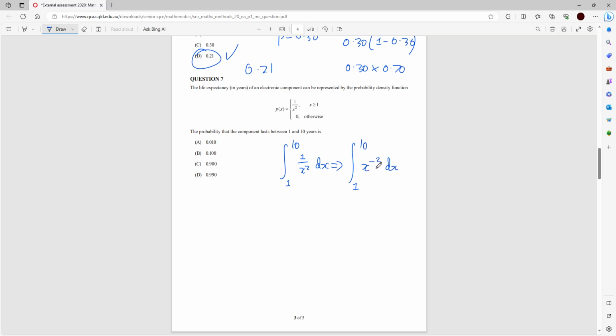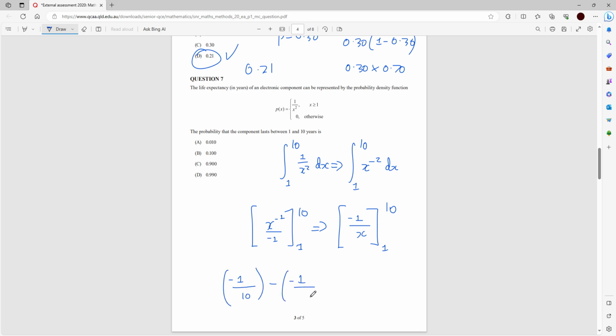Okay. Now all we've got to do is add 1 to the power, divide by that new power. So we'll have x to the negative 1 divided by negative 1, between 1 and 10. Okay. So, rewriting this, I have negative 1 on x, and 1 on 10. Okay? Substituting that in, I have negative a tenth, minus negative 1 on 1.